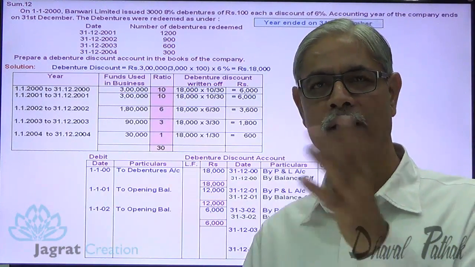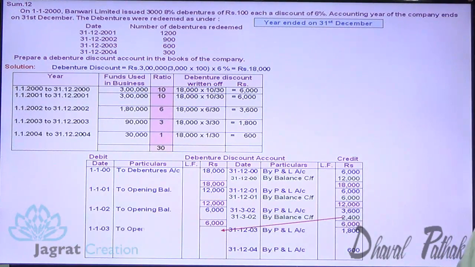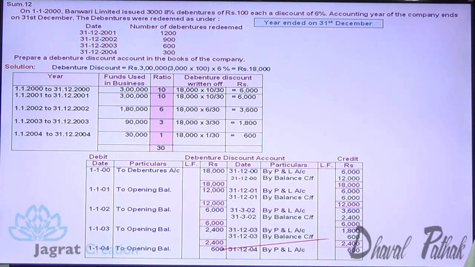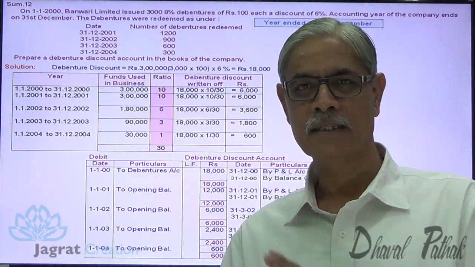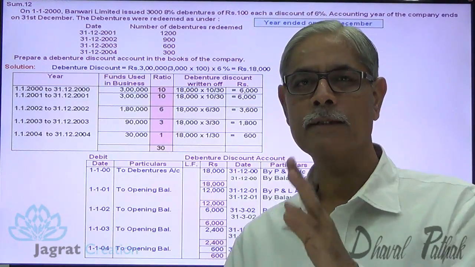Now 2,400 becomes the opening balance for the next year. From that 1,800 written off is deducted, so the balance carried forward works out to be 600. That becomes the opening balance for the next year. This is how the debenture discount account gets closed. This is how the debenture discount account is prepared.